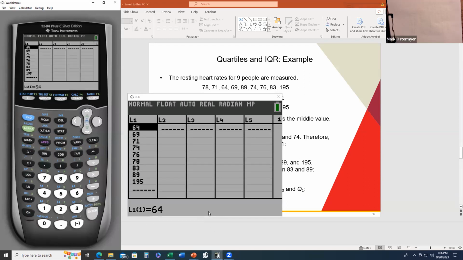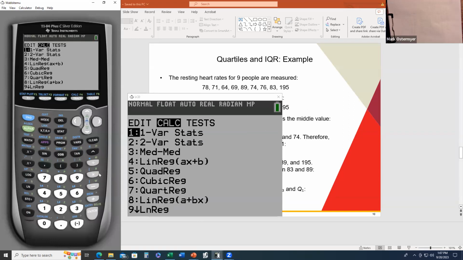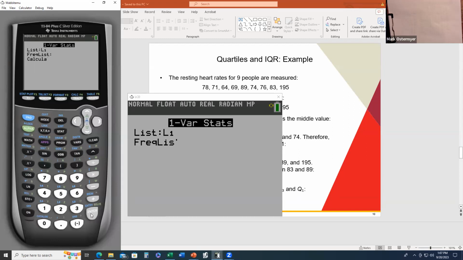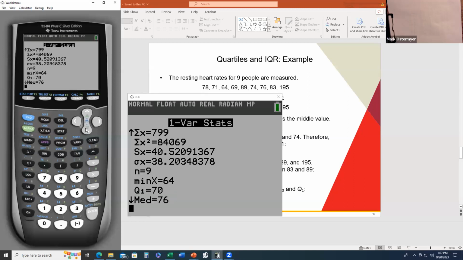And there it is. All right, ladies and gentlemen, now to compute the first quartile, 25th percentile, second quartile, 50th percentile, third quartile, 75th percentile, we can go to second mode to quit, stat, go over to calculate and use the 1-Var Stats function. List one, leave the frequency list blank, calculate, and boom. Here is the 5-number summary for our data set.